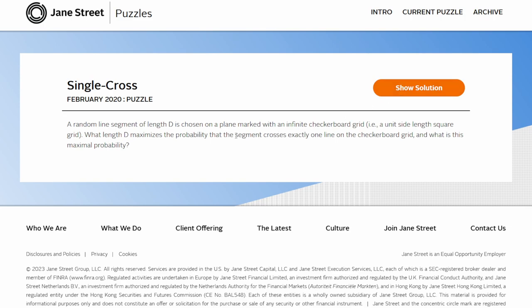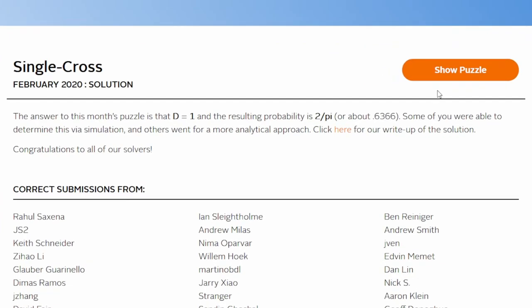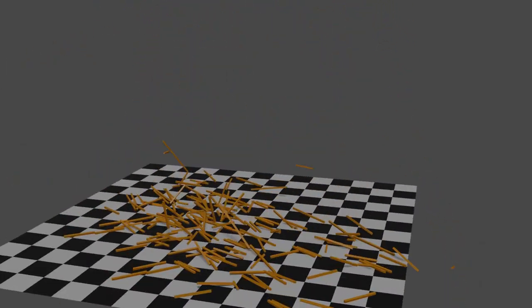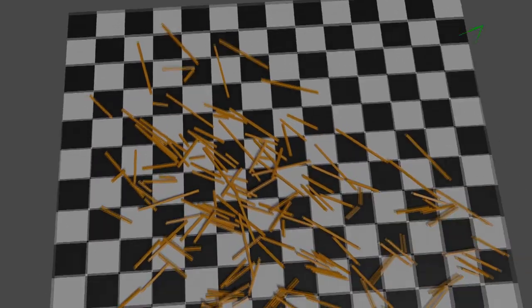So for single cross, we need to find a segment of length D that maximizes the probability of intersecting one line on a checkerboard. Let's take a look. Here we can see a few segments that intersect one line, but what is the optimal length?